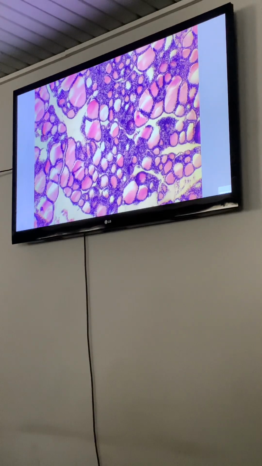The parenchyma of thyroid gland consists of thyroid follicles. At the tip of the pointer, we can see thyroid follicle. This follicle is lined by simple cuboidal epithelium. In the center, we can see acidophilic material called thyroglobulin.